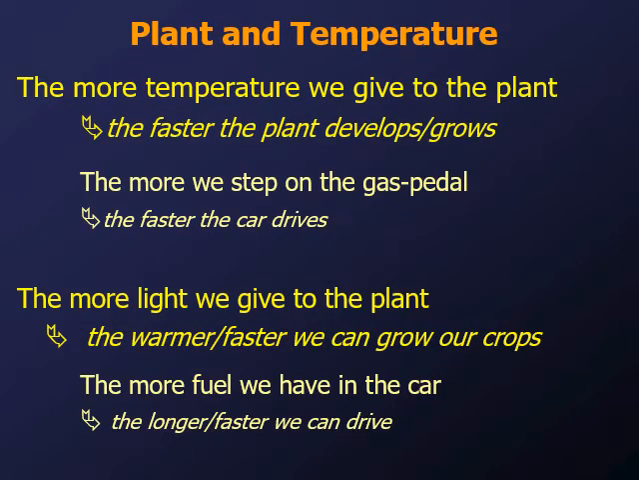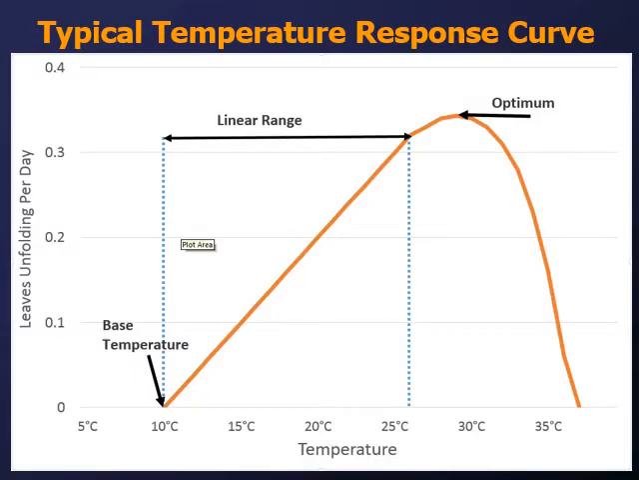The more temperature we give to the plant, the faster it will develop. The more we step on the gas, the faster the car drives. The more light we give the plant, the faster we grow our crops, right? The more fuel we have in the car, the longer we can drive. So if we give the crop more temperature, it will grow faster and consume more fuel, but we have to give it more light to give it that extra fuel so that we can take advantage of that. And this curve here kind of explains the growth response.